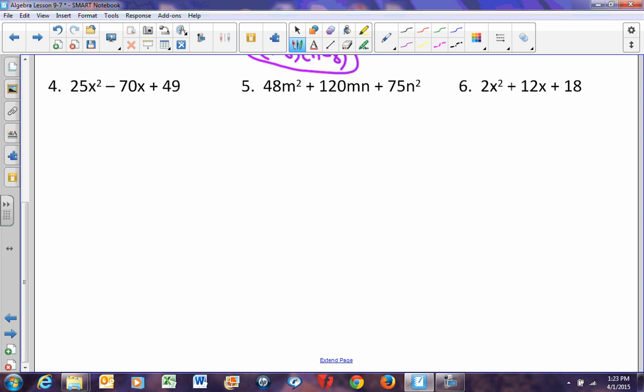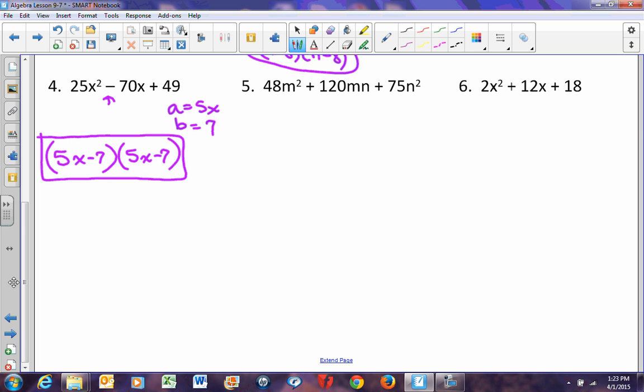So look at 25x squared minus 70x plus 49. Perfect square for the first term? Yes. Perfect square for the second term? Yes. My a term would be 5x, and my b term would be 7. 5 times 7 is 35, times 2 is 70, so yes, this is a perfect square trinomial, because my middle is negative 2ab. Since there's a minus sign here, this is going to be a minus problem. 5x minus 7 times 5x minus 7.